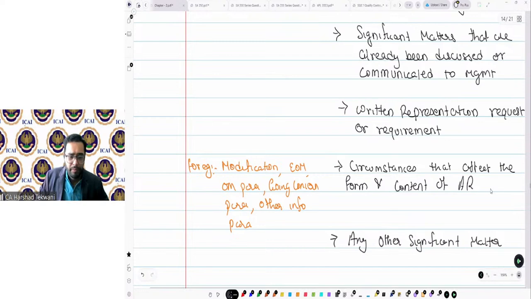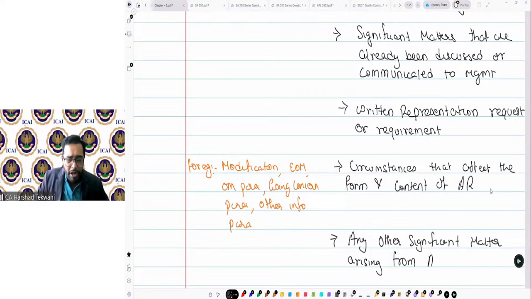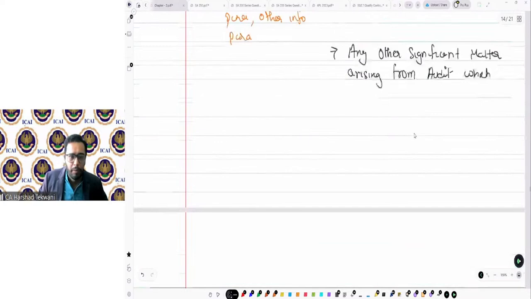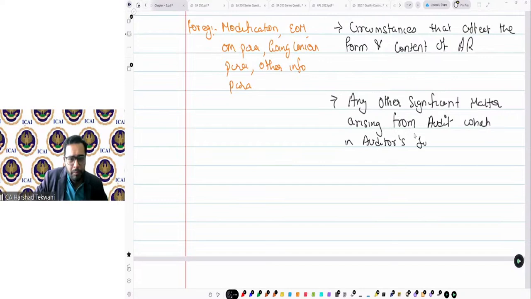Arising from audit or during audit, which in the auditor's judgment is relevant to those charged with governance. Okay. So these are the things I need to report.